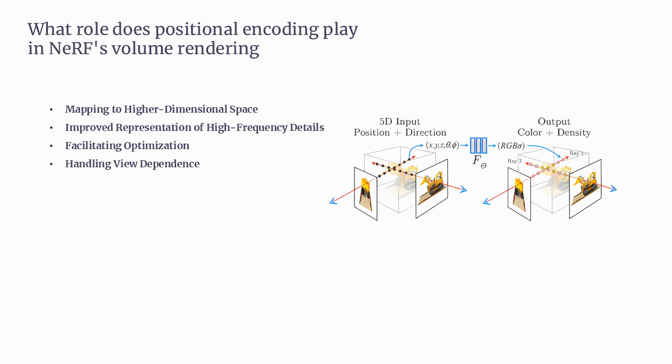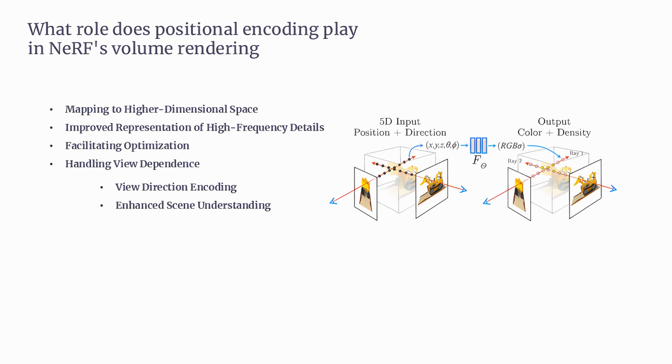The fourth. Handling view dependence. 1. View direction encoding. In addition to spatial coordinates, NeRF also encodes the viewing direction using positional encoding. This is essential because it allows the model to capture view-dependent effects, such as reflections, refractions, and lighting changes based on the viewer's perspective. These effects are key to achieving photorealistic renderings.